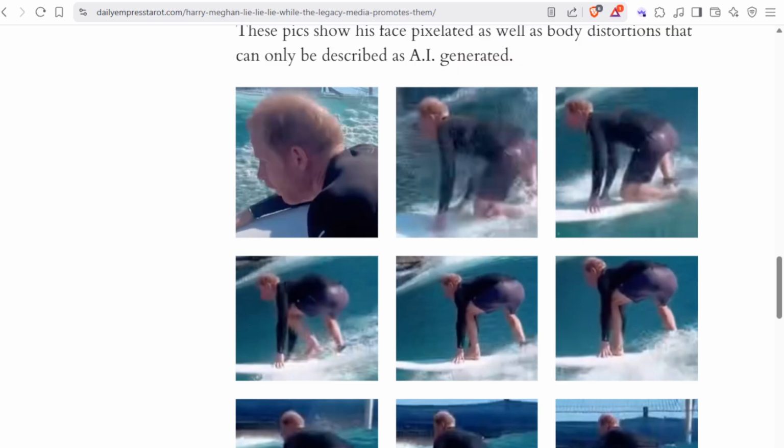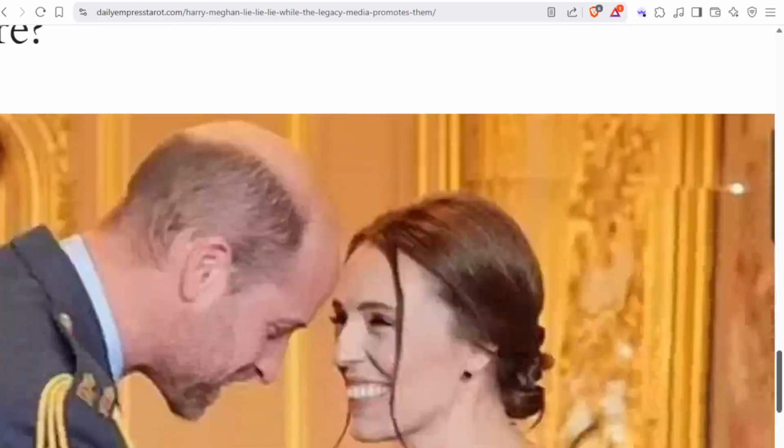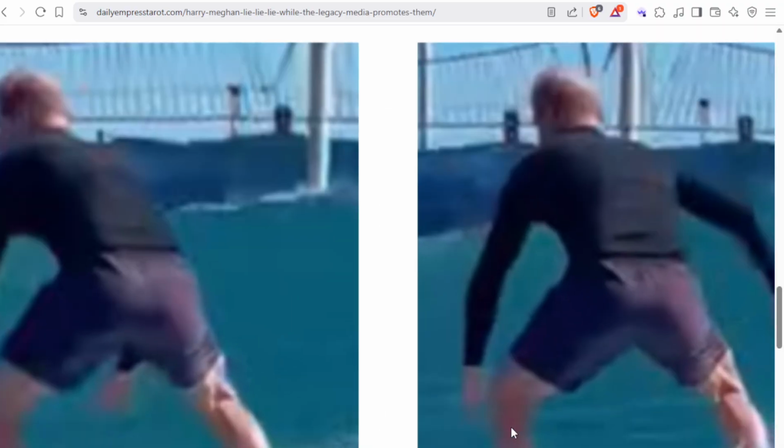And you can look at Harry's hand over here, his left hand. AI is terrible with the hands. I mean, look at that. The hand just turns into a stump.